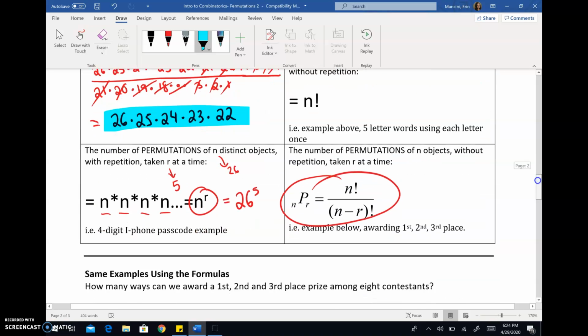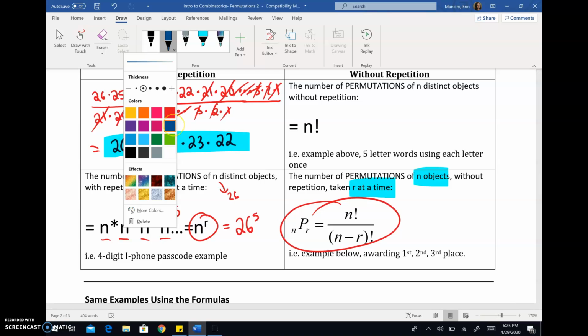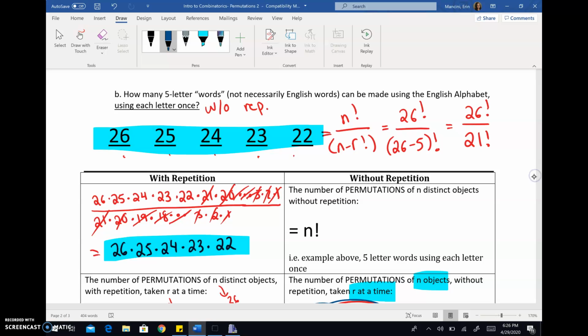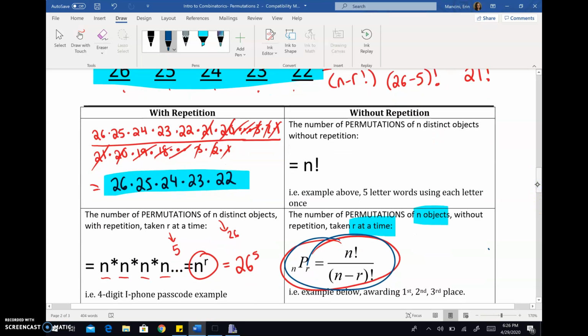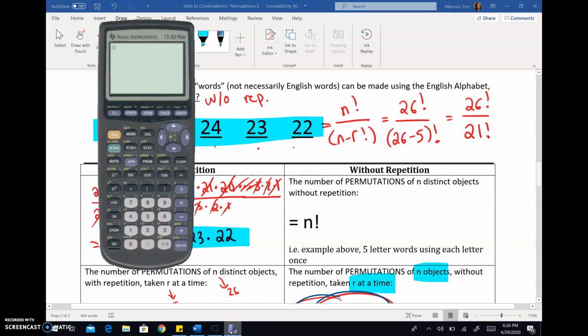So that's what this formula means when you have n objects and you're taking r at a time. It is another way of thinking about the blank method. The nice thing about this one, instead of using the blank method, is that it can be plugged into your calculator, which I'm going to show you how to do right now. So if I'm doing a problem such as, how many 5-letter words can be made using each letter once, and I realize that this is a permutation of n objects taken r at a time, I can just use the formula instead of setting up the blanks and then multiplying 26 times 25 times 24. Well, you have that option.